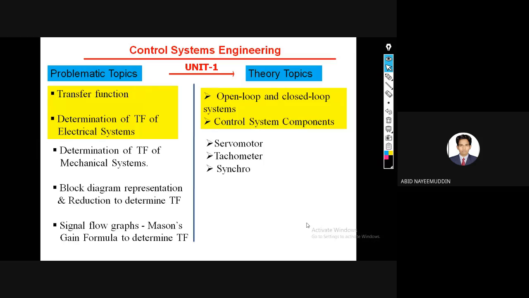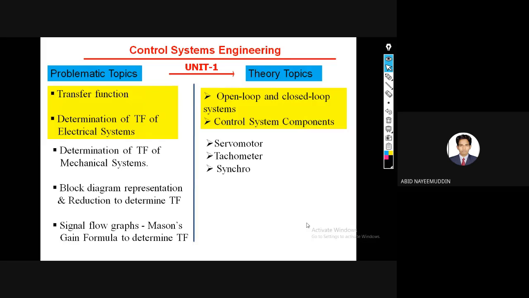As all of you are aware, control system engineering is a complete problematic topic, under which I have started the first problematic topic, that is the determination of transfer function, which will conclude your unit 1. In the previous classes we concluded how to find the transfer function of an electrical system. And in the same way, in the previous week I started what a mechanical system is and how to determine the transfer function of a mechanical system.